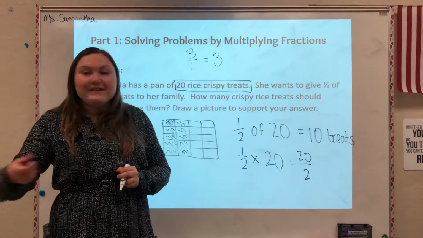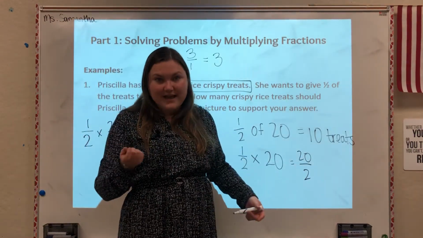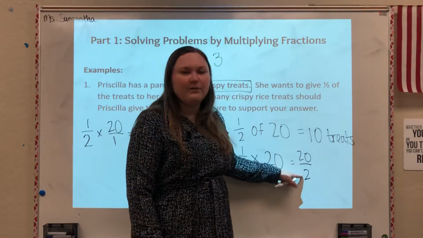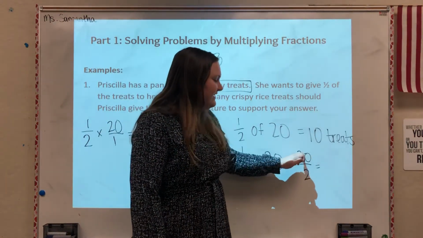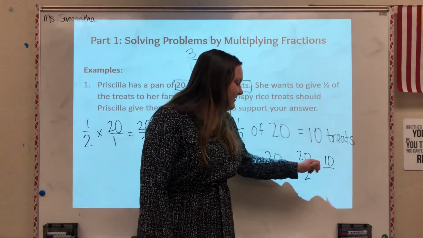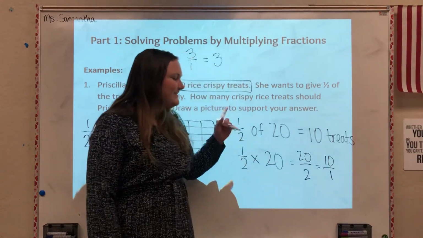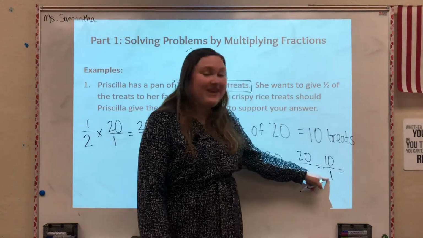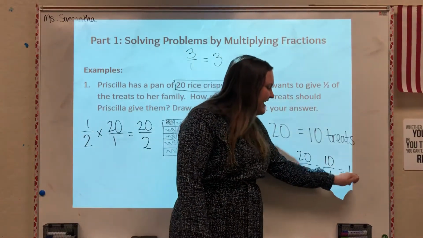Now, just like with all these fraction problems, if you see something that you can simplify, go ahead and do that. So one way you could think of simplifying this is I see 20 and 2. I know I can divide both of those by 2. So let's do that. 20 divided by 2 is 10. 2 divided by 2 is 1. So we're left with 10 wholes. And we have already said before, if that denominator, that bottom number is 1, we don't need it. So we could just say 10.